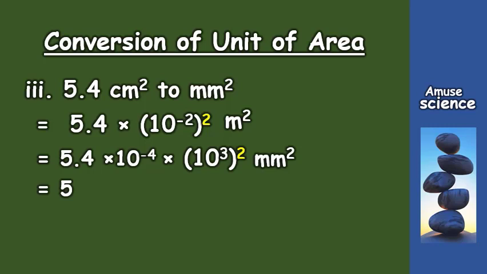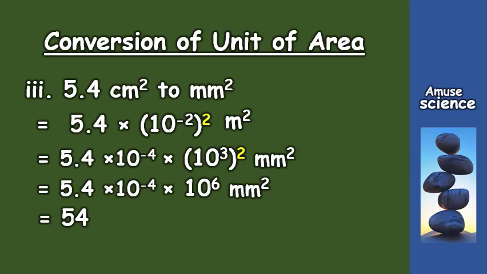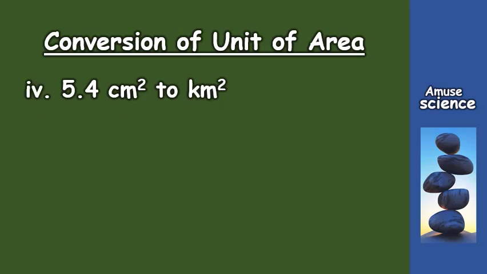We are going to get 5.4 times 10 exponent minus 4 times 10 exponent 6 in millimeter squared. Let's do the indices again and complete our answer. We are going to get 540 millimeter squared. This is a very small number, and so we can leave our answer like that, 540 millimeter squared. The fourth and the final one, 5.4 centimeter squared to kilometer squared.